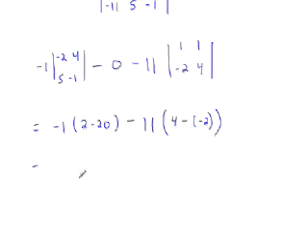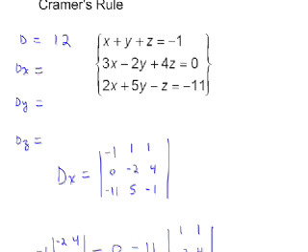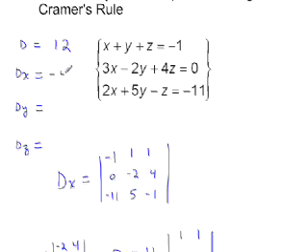Simplifying further, 2 minus 20 is a negative 18 times negative 1 is a positive 18. And we will have over here 4 minus negative 2 is a positive 6 times negative 11 is a negative 66. And positive 18 minus 66 is equal to negative 48. So d sub x is equal to negative 48.